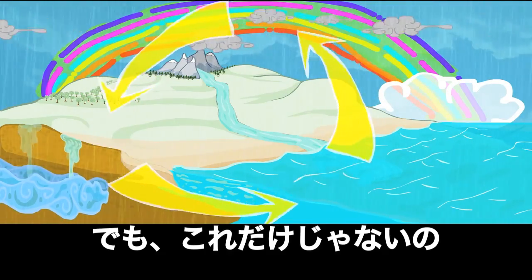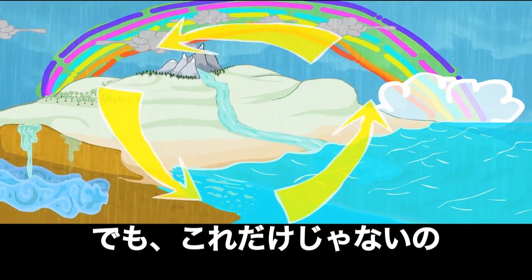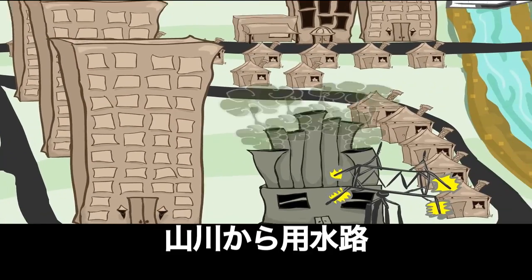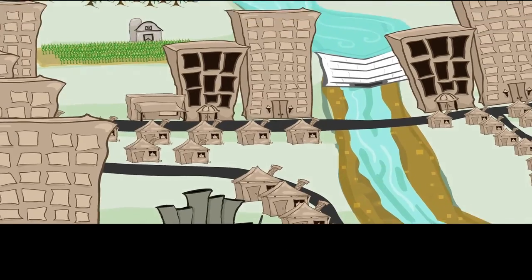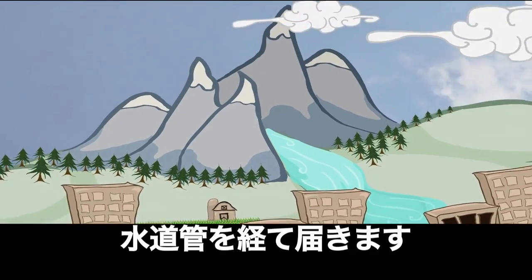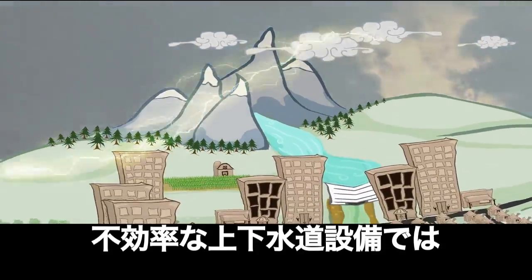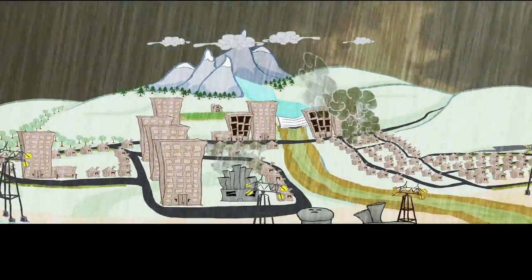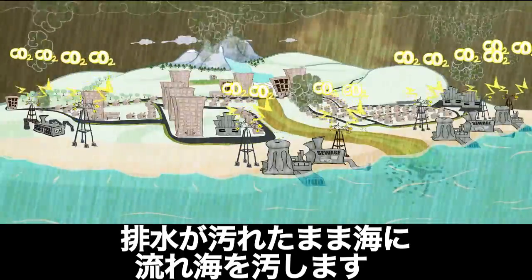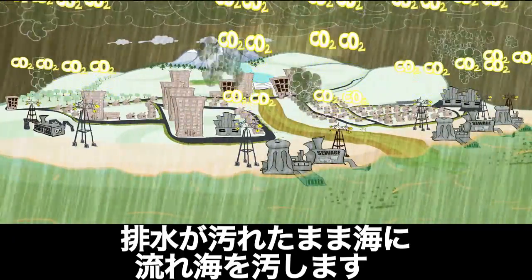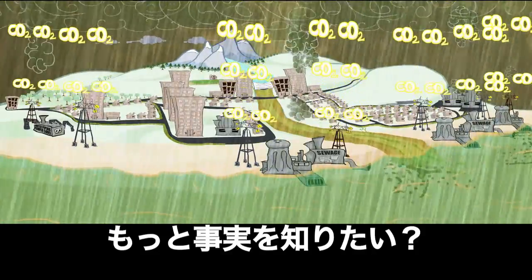But you probably don't know the entire story. Before it gets to your home, water often travels hundreds or sometimes thousands of miles through canals and pipes from faraway mountains and rivers. And when we're done using it, the water enters the ocean, polluted, as a result of our wasteful water systems. Want to learn the real story of water?